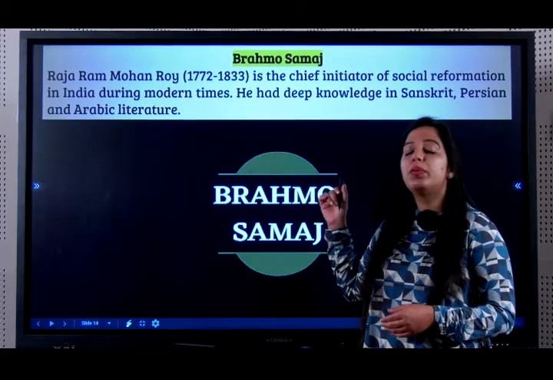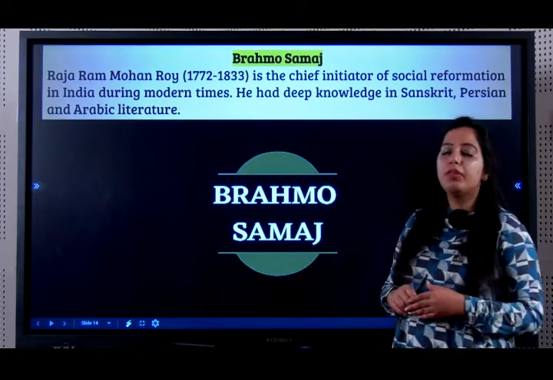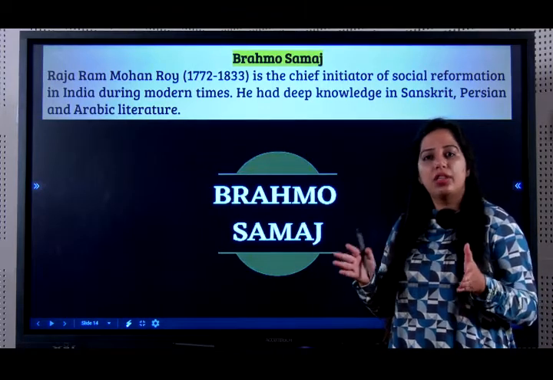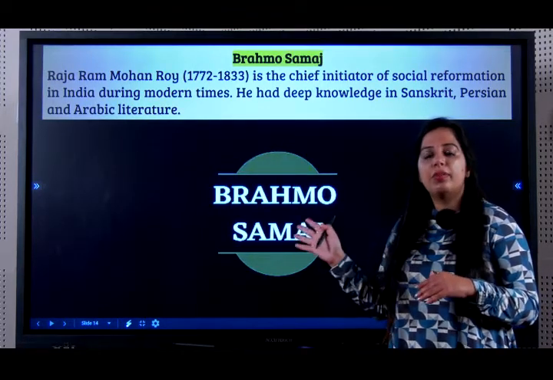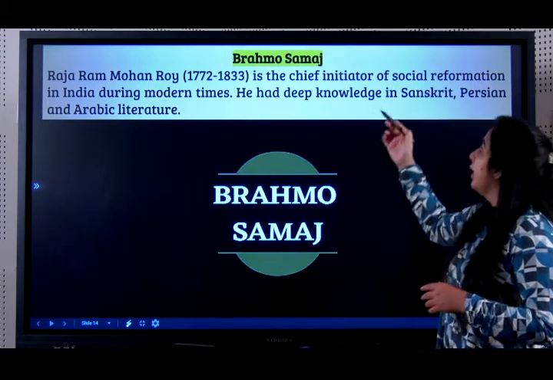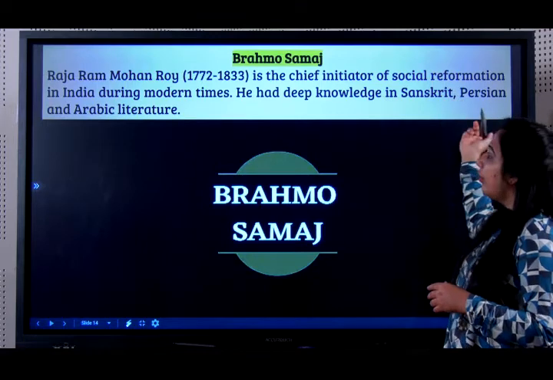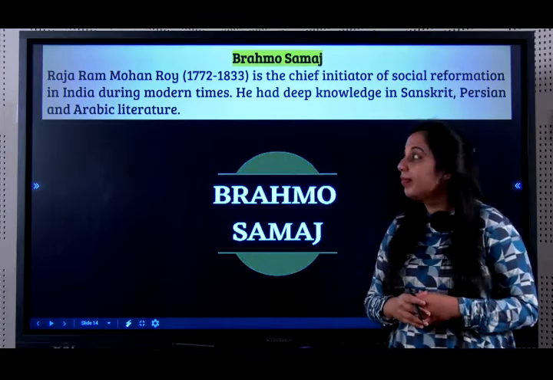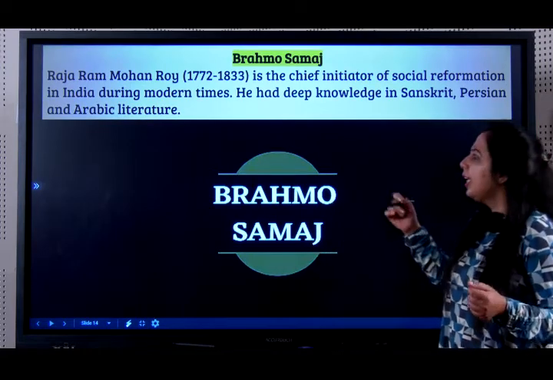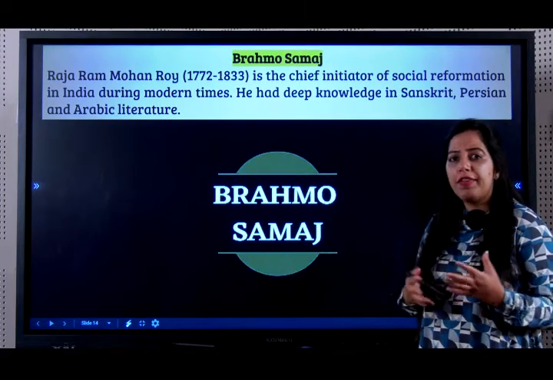He is one of the most important social reformers. Almost every year they ask a question on Raja Ram Mohan Roy amongst all the other social reformers. He is the chief initiator of social reforms in India during the modern times. He was the most important one. He had a deep knowledge of everything.